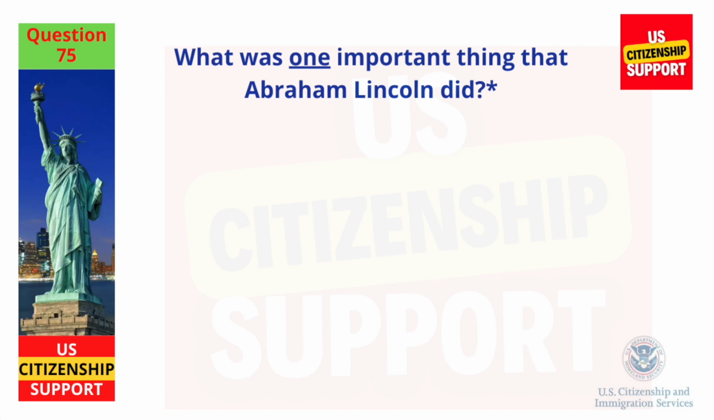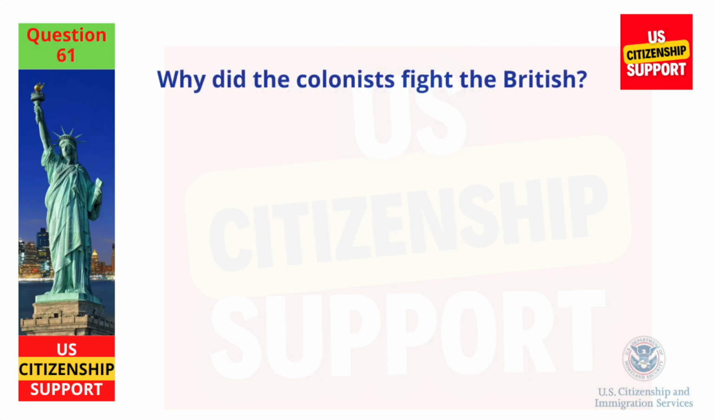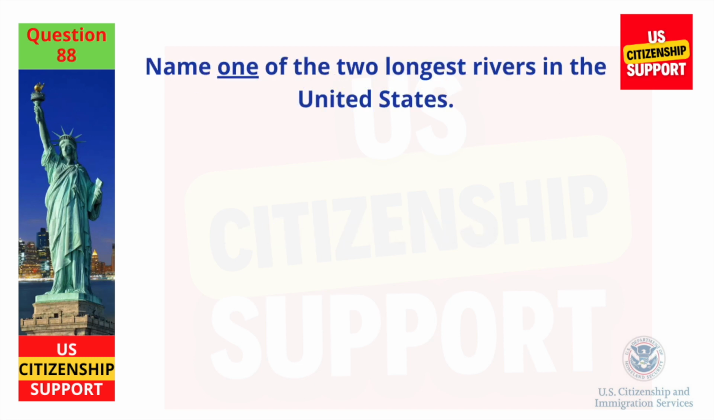What was one important thing that Abraham Lincoln did? Freed the slaves. Why did the colonists fight the British? Because of high taxes. Name one of the two longest rivers in the United States. Missouri River.